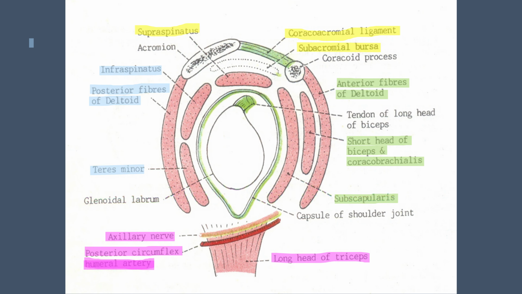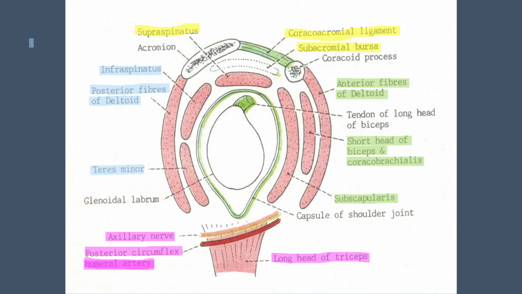Now we shall discuss the relations of the shoulder joint. The diagram shows the section of the shoulder joint as seen from the lateral side. We shall discuss the relations in the superior, inferior, anterior, and posterior aspects. Superiorly, we have the coracoacromial arch. Beneath the coracoacromial arch, we have the subacromial bursa, followed by the supraspinatus muscle and a part of the deltoid muscle. In the inferior aspect, the shoulder joint is related to the long head of triceps muscle, the axillary nerve, which usually gets damaged during the inferior dislocation of the joint, and also the posterior circumflex humeral vessel.